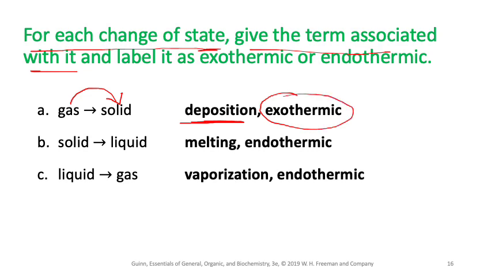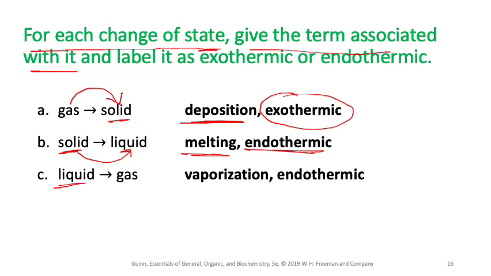to get released to the surrounding before atoms can come close together in the solid form. Second one is solid to liquid. We know it is melting, and melting is an endothermic reaction because you need to provide energy to break the intermolecular forces between the atoms in the solid before it converts into a liquid form.